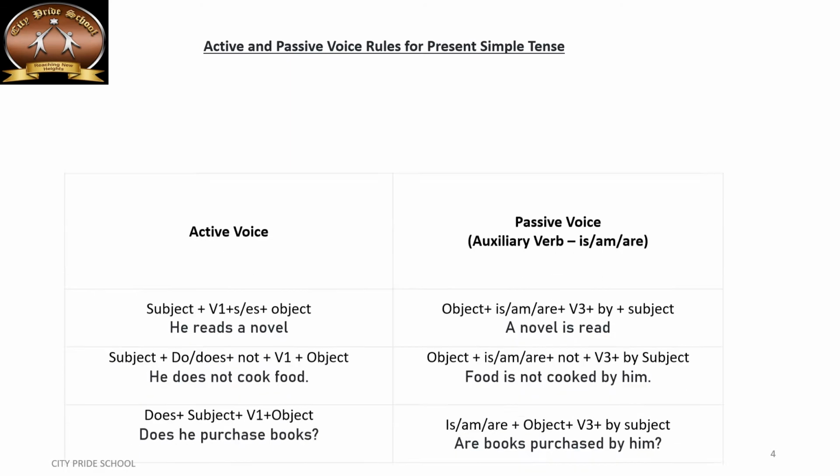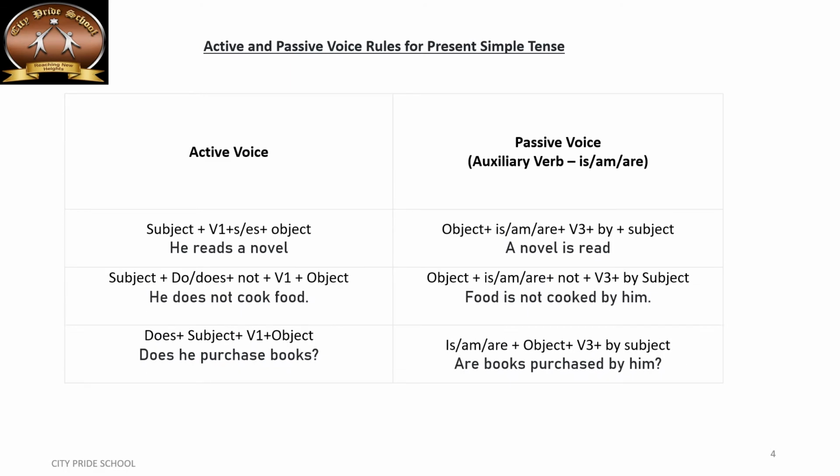Now the rules to change active and passive voice in simple present tense. Yes, there are rules, and these rules depend on the tense of the sentence. Here I'll give you an example. Active voice, simple present tense. What is the simple present tense sentence here? He reads a novel. Reads is a simple present tense verb. If he is the subject, V1 is the verb we call it, which has S or ES. He reads. The S is here because the subject is singular.